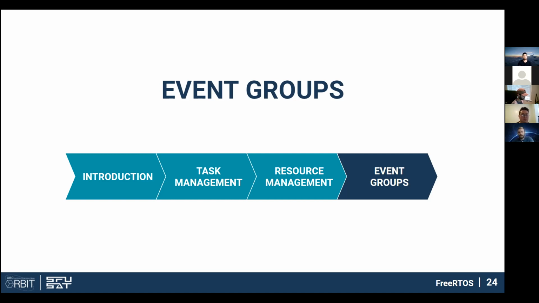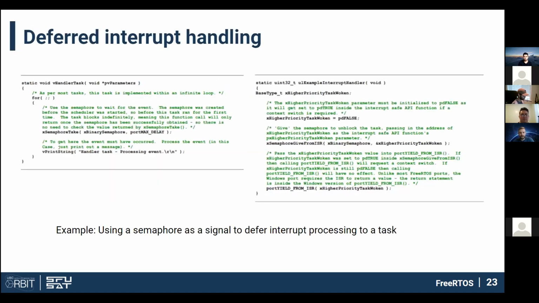Okay, so before I move on, does anybody have any questions about resource management, interrupt handling? The port yield from ISR function that you had in a previous slide, would that just automatically go to the highest priority task, or would you have to specify what task you want to go to? Sorry, which function are you referring to? Is it the give from ISR one here? The yield from ISR, port yield from ISR.